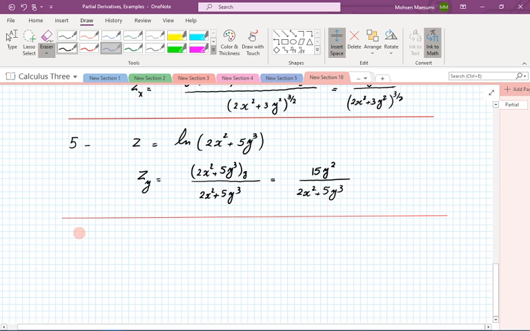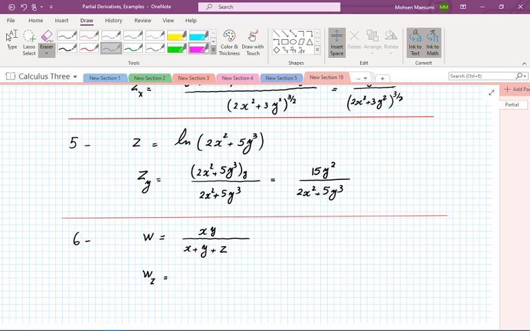Let's do another, problem 6. Let's do a function of 3 variables. Say I have w equals xy over x plus y plus z. I want to differentiate. I can ask for the derivative with respect to x, y, z, or mixed derivatives and so on. Let's do w with respect to z. So x, y, z are now independent variables. W depends on all 3 of these and is given by this particular formula. I want to take a derivative with respect to z.